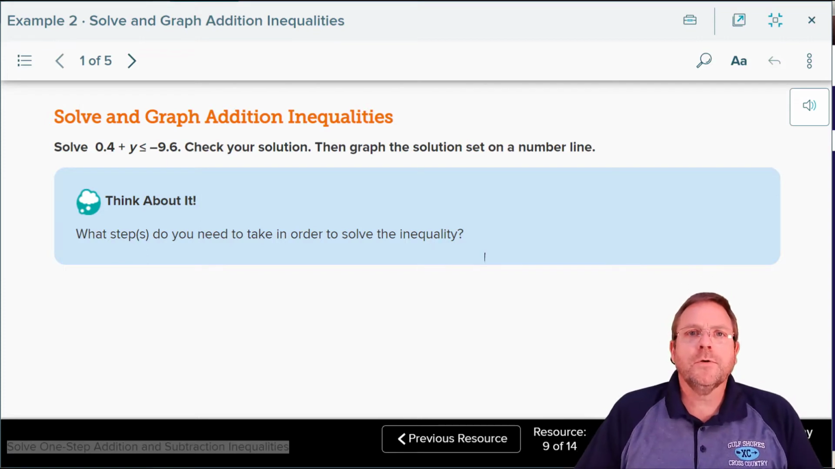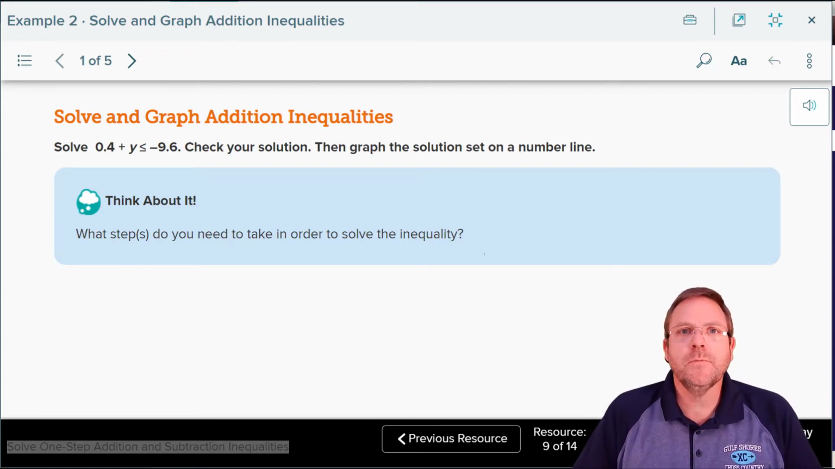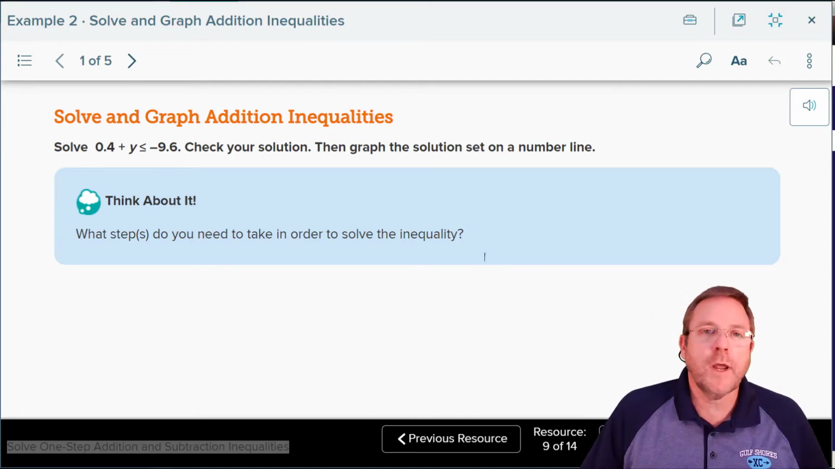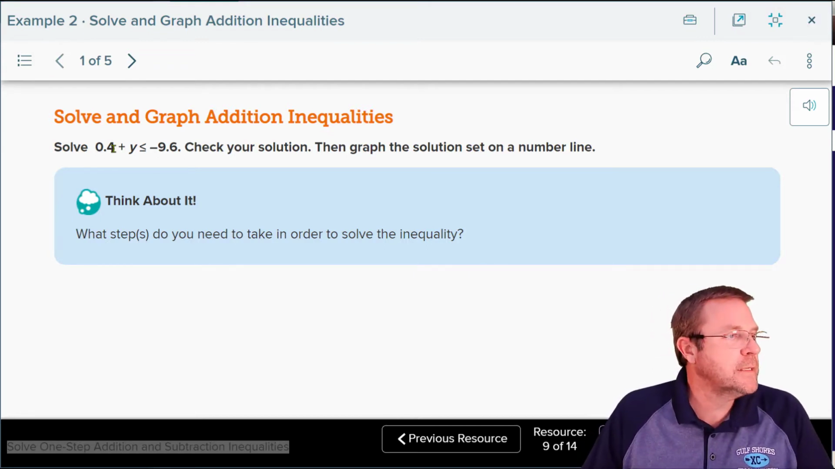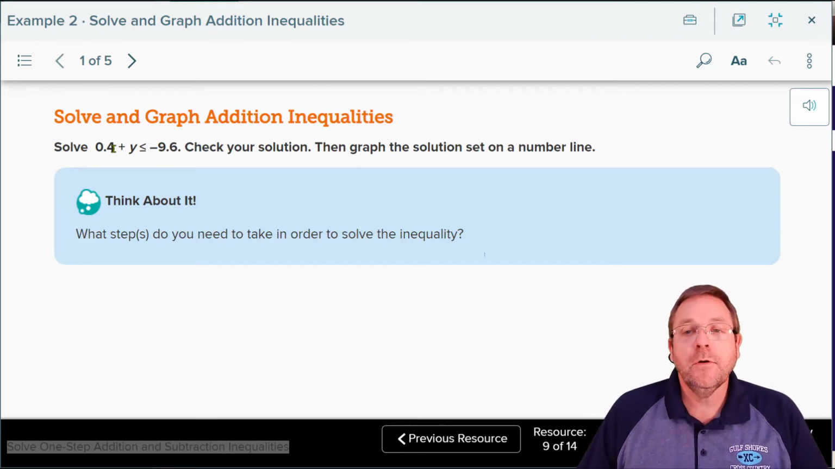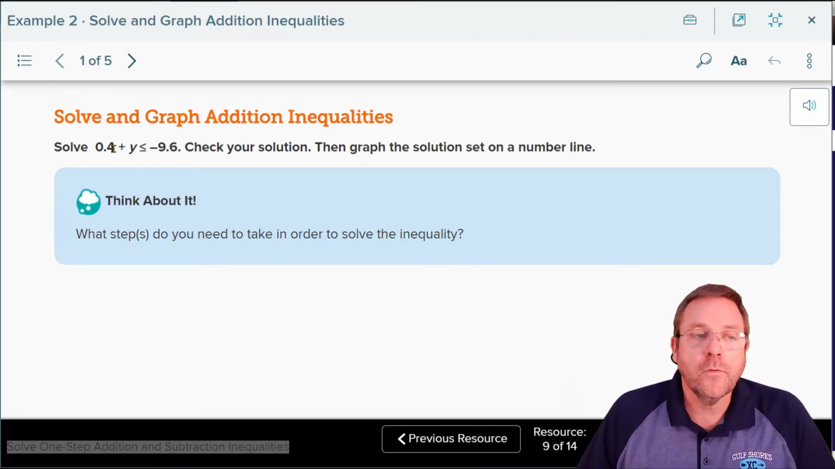Welcome back to part 2 of Module 7, Lesson 1, where we're learning to solve one-step addition and subtraction inequalities. We're starting off with example 2, where we're going to wade into the world of rational numbers, in this case decimals, and find out that they work the same way as the whole numbers do.